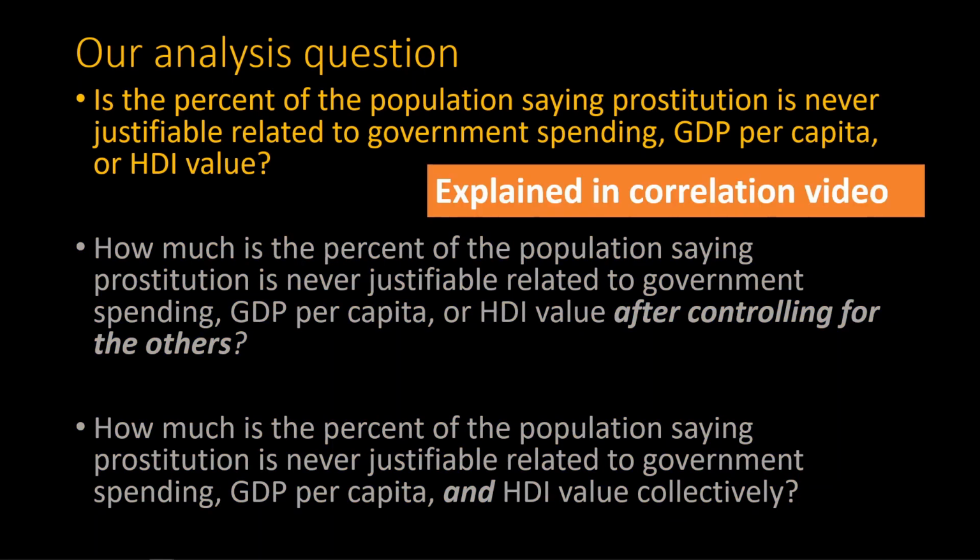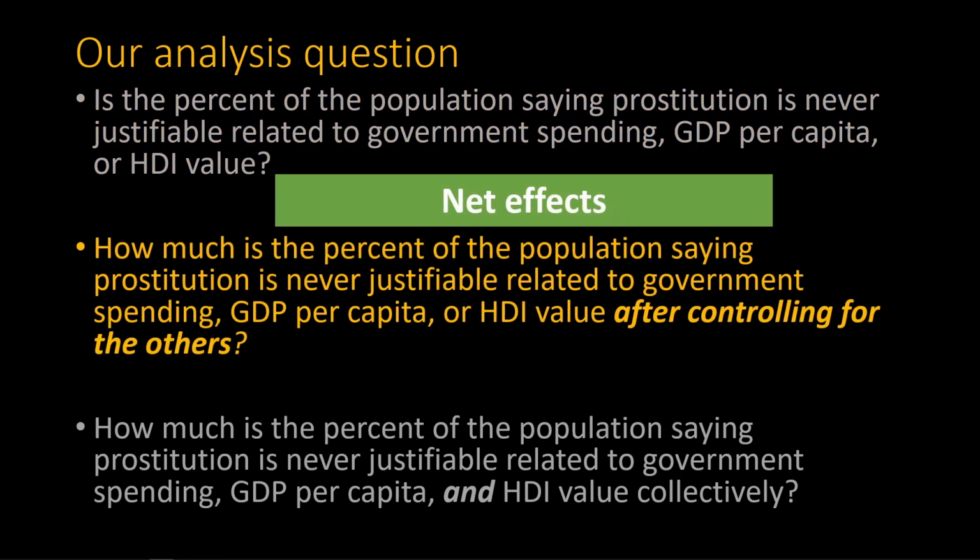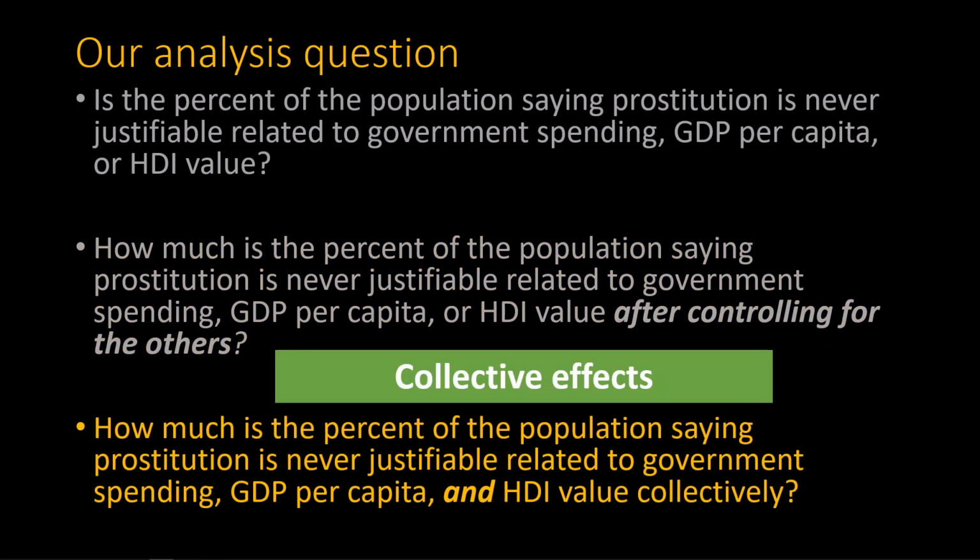The first one is discussed in the correlation video. I won't unpack it here, but you will have needed to answer that question before you can go on to answer the rest. The second question that asks how important is each independent variable after controlling for the effects of the other independent variables is an example of a net effects kind of multivariate analysis. And the third question, which asks how much explanation do we get of the percent of the population holding this view when we collectively look at the effects of all of these independent variables together, this is an example of a collective effect multivariate analysis.